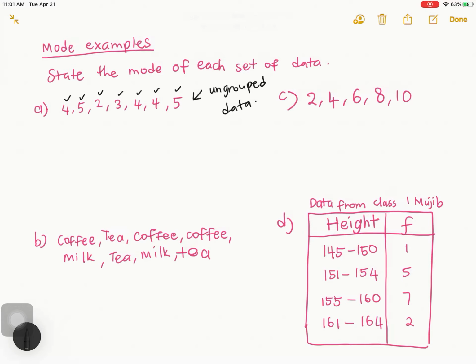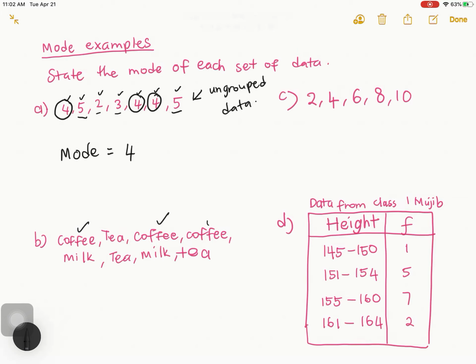How many 4s do you see? There are 3, so for 4 the frequency is 3. For 5, the frequency is only 2. 2 and 3 have 1 each. So we can see that the mode is equal to 4. We do not write the frequency, but we write the data which has the highest frequency.